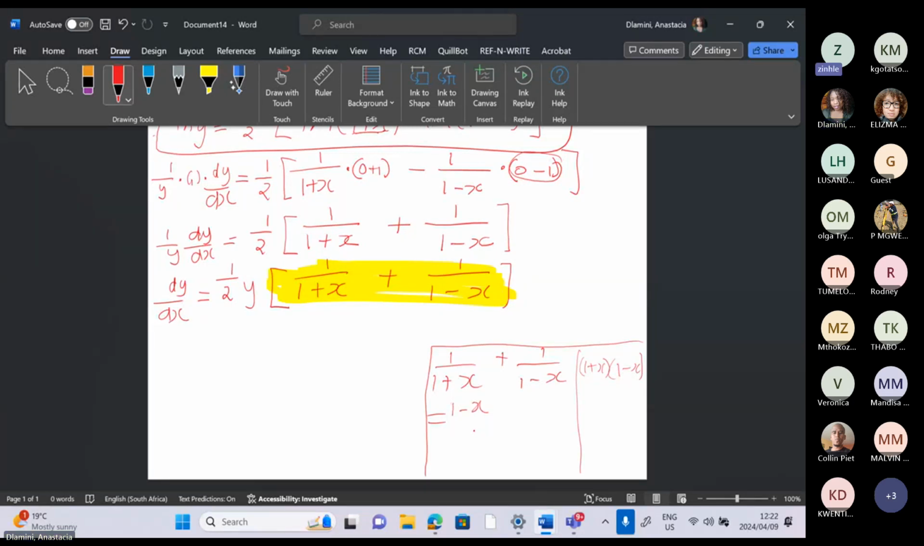And then we say plus. And then 1 minus x into the common denominator, we have 1 plus x. Then we simplify. We say over, or we just leave it like this? Yes, over our common denominator.